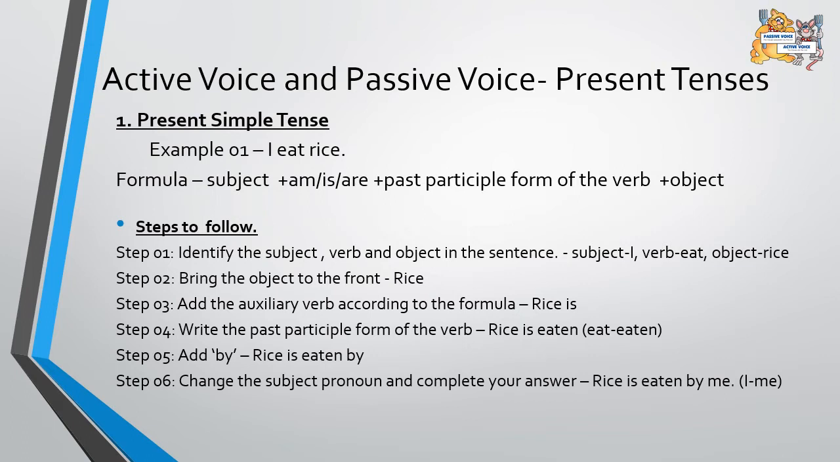What do I eat? It's rice. So rice is the object. The object is on which the action is done. The passive voice formula of present simple tense is subject plus am, is, or are plus the past participle form of the main verb plus object.